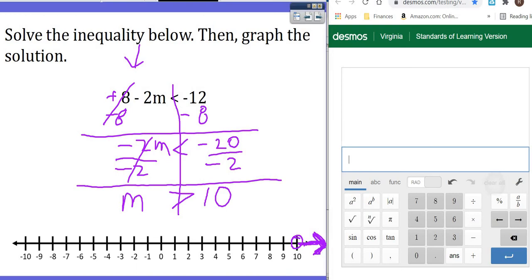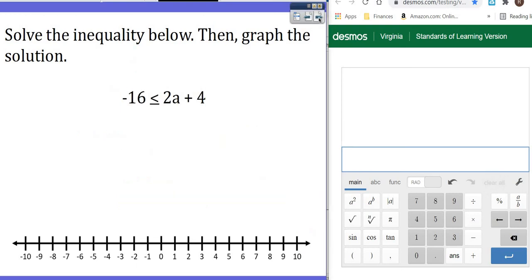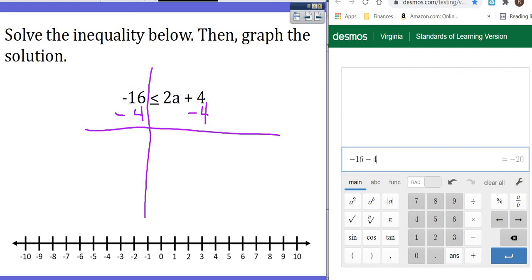Okay, so let's go ahead and try the next one. We've got negative 16 is less than or equal to 2a plus 4. So put your thumb over the variable. That leaves that plus 4 there, and we have to move that first. So we're going to subtract 4 on each side. We have to keep things balanced. If you do it to one side, you've got to do it to the other. You've got negative 16 minus 4 is negative 20 is less than or equal to 2a.